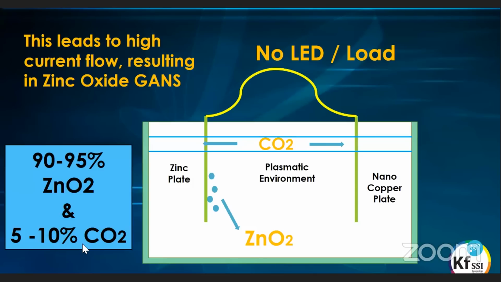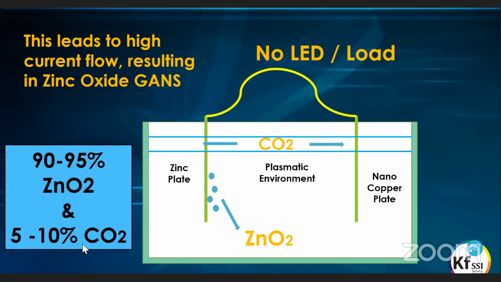So without that LED, or without any load between the two wires, it leads to a high current flow between the two plates. And so this results in more formation of zinc oxide than CO2. So in this process, we're creating GANS material at the bottom of the container, which is probably around 90–95% zinc oxide and only 5 to 10% CO2. As I said before, this is just one of the methods to make the zinc. We will look at other ways to make your zinc GANS.